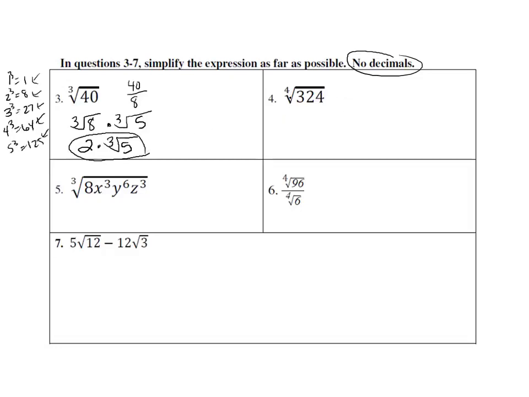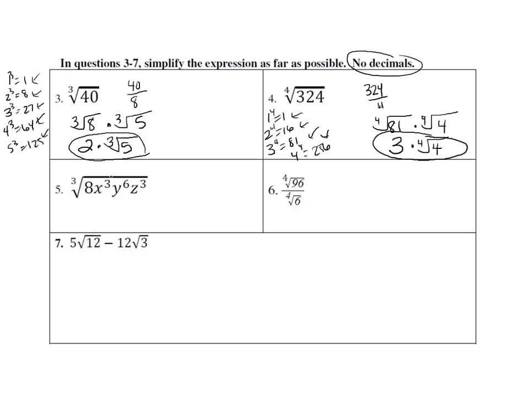Same idea, but we need a list of perfect fourths. So 1 to the 4th is 1, and 2 to the 4th is 16, and 3 to the 4th is 81. 4 to the 4th is 256. So we're looking for what number we can divide 324 by, one of these numbers, and it'll come out evenly. So it's going to be the 4th root of 81 times the 4th root of 4. So the 4th root of 81 is a perfect 4th power. It's just plain 3. 4th root of 4 is just exactly that, 4th root of 4.